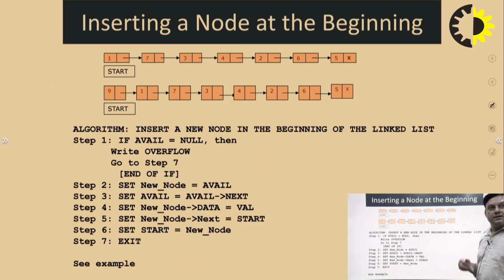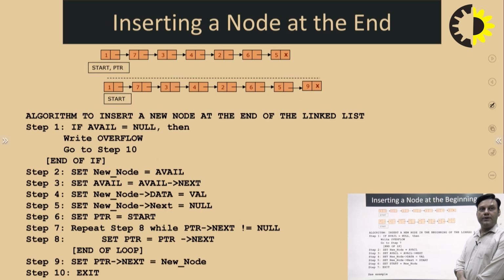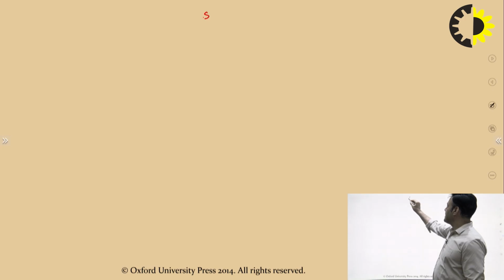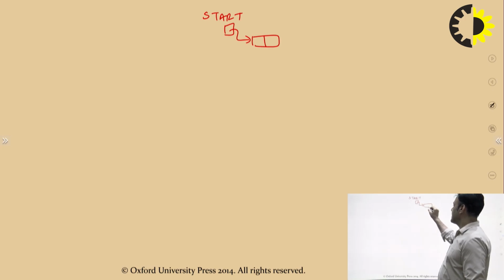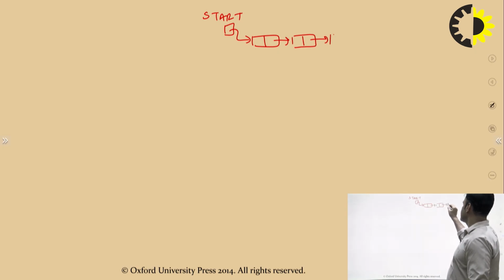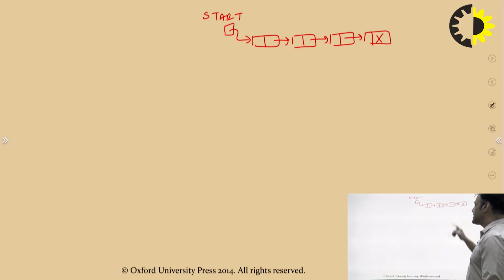Now inserting. Students, for inserting a node at the beginning, first of all we need to know the concept of how we are going to insert the element. Let me explain it first. For example, this is my node start. This is my given linked list. Now I have to insert the element, either at the beginning, at last, or in between.